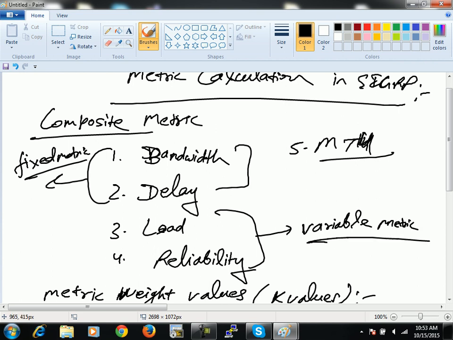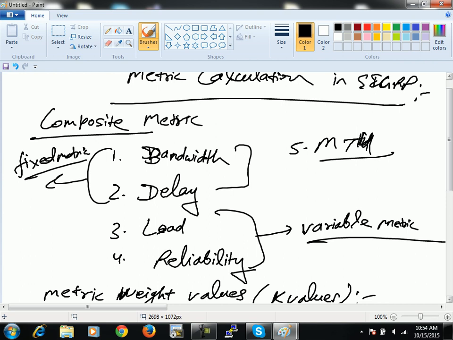Because load and reliability are variable, I mean these two values are always variable, it is by default never recommended to use load and reliability for metric calculation, because load can get changed anytime, reliability can get changed anytime. By default reliability is the highest, 255, on all interfaces, but it can get changed anytime. Similarly, load can also get changed anytime. That is why it is not recommended to consider load and reliability for metric calculation.